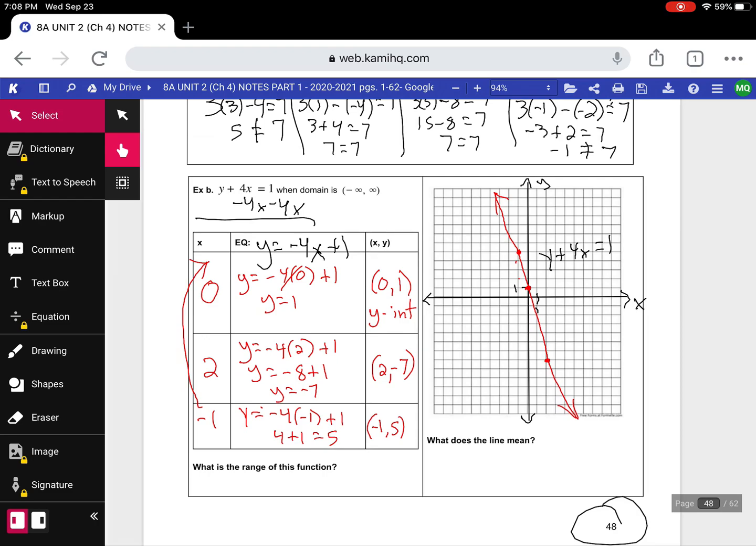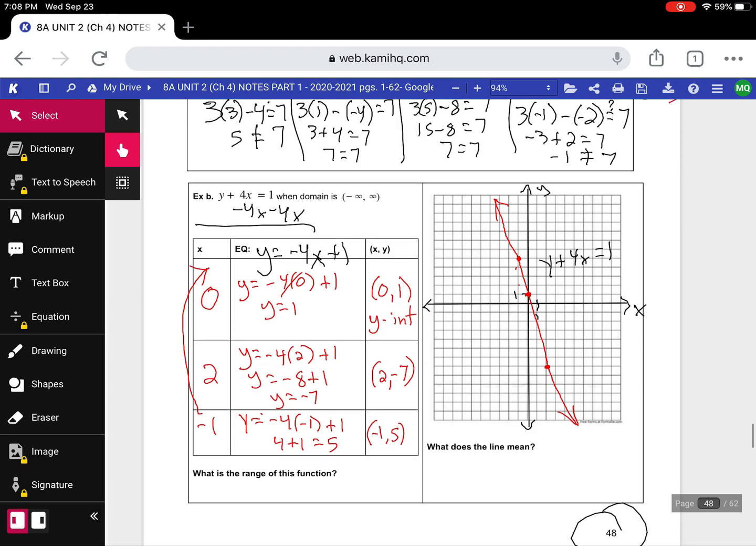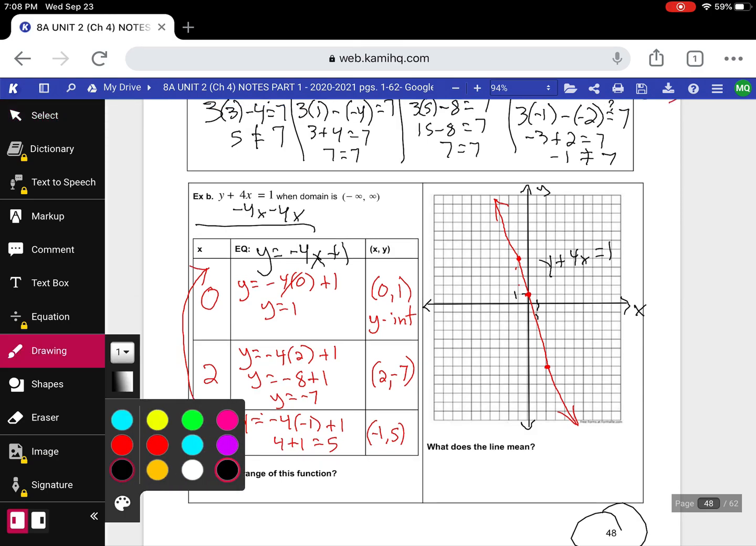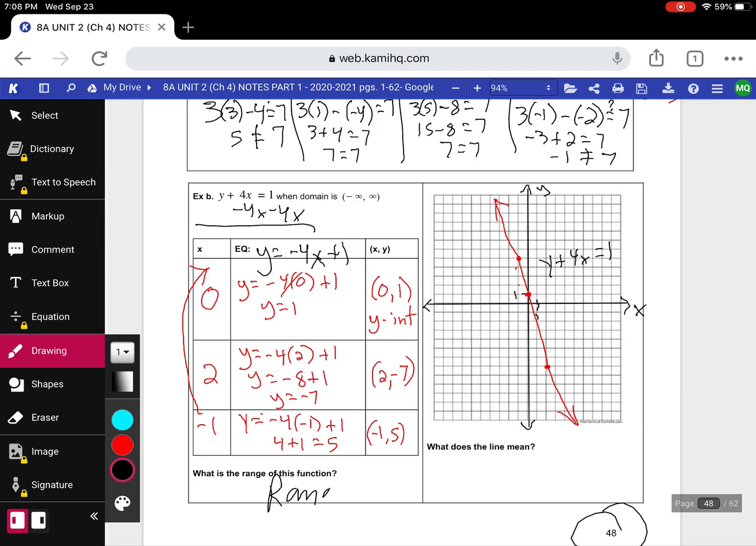What other questions do they ask us? What is the range of this function? Well, it's a straight line, a linear function. We knew our domain was negative infinity to infinity. And if you look at the y values up and down, the range is also negative infinity to infinity.